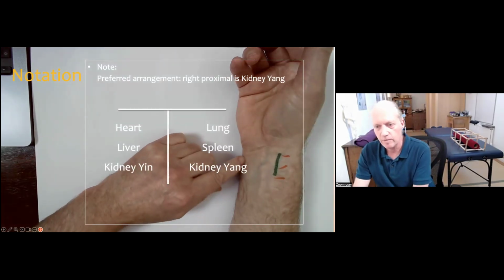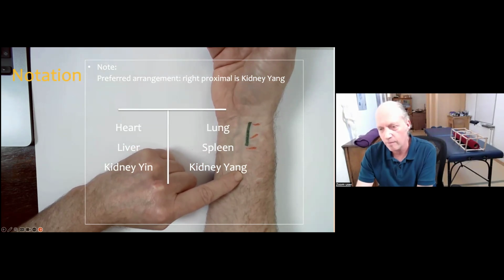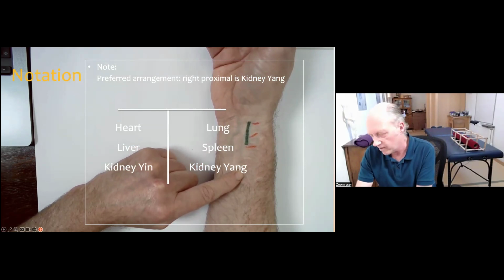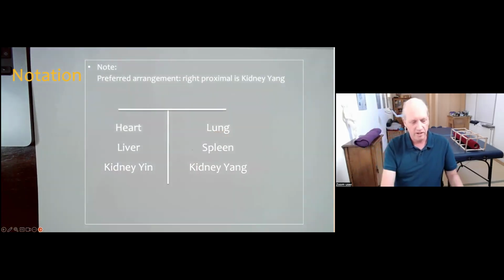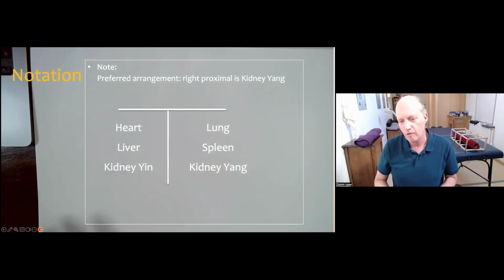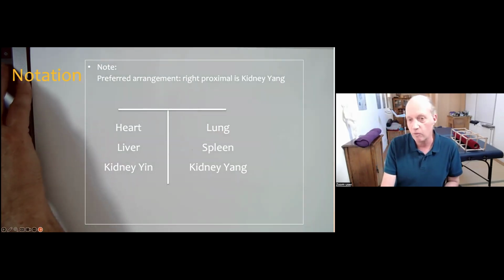Okay, so for this right hand proximal third position, sometimes we call it triple burner pericardium, and many people think of it as kidney yang. So that's completely fine if you want to think of it either way. In a way, it's quite interchangeable. I don't mind it being somewhat fluid, exactly what it means, because in different contexts, the actual meaning is clearer one way or the other.